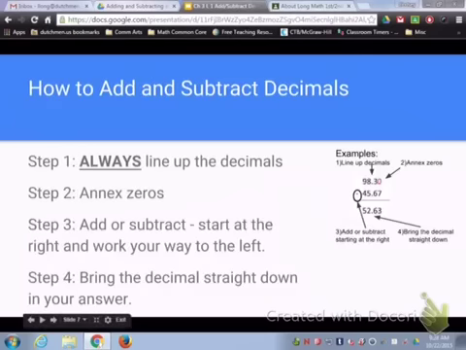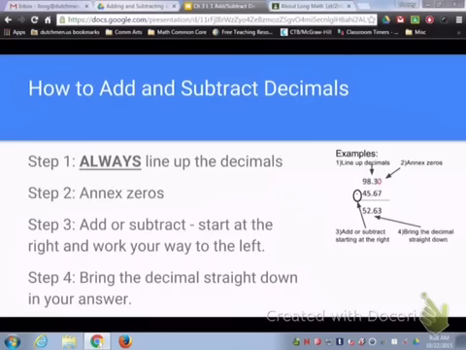So next thing we're going to go to, now that we are more familiar with our place values, is how to add and subtract decimals. The first thing that we always need to do is line up our decimals. If you don't line up your decimals, you're not going to get the correct answer. So always line up the decimals when you're writing out your problem.